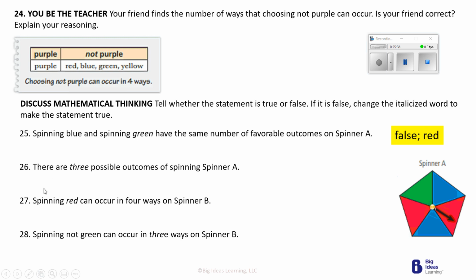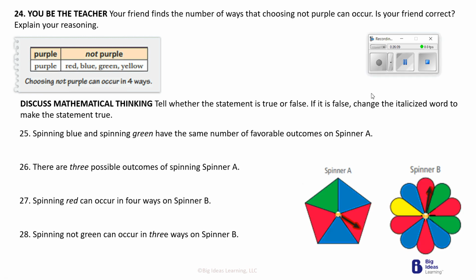For number 26, it's for you to do. Number 27, spin red can occur in 4 ways on spinner B. Well, I'm going to have to find spinner B now. Oh, my goodness. And now I found spinner B, and now I have 27. Spinning red can occur in 4 ways on spinner B. All right, spinning red. 1, 2, 3, 4. That's true. It can occur 4 different ways. So that is true. You have number 28 to do.